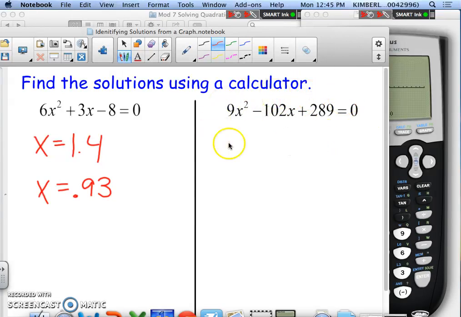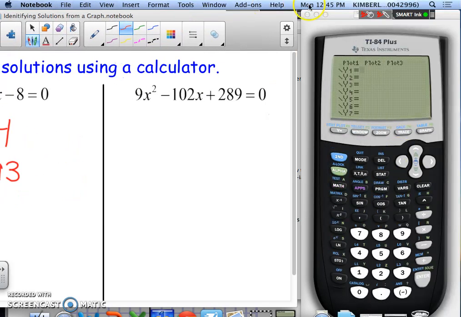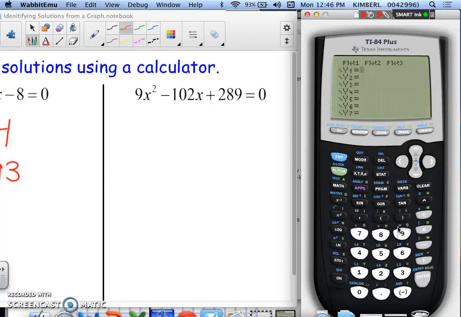So again, my equation has it equal to 0, so I can type it into y equals. So I'm going to go to y equals. I'm going to clear out the one I had before it. Okay, I'm going to type this one in. So 9x squared minus 102x plus 289. Okay, I'm going to look at the graph, and I'm going to hit graph.